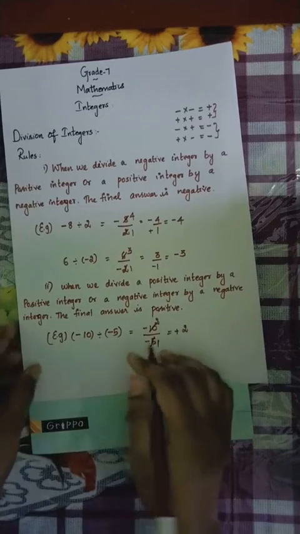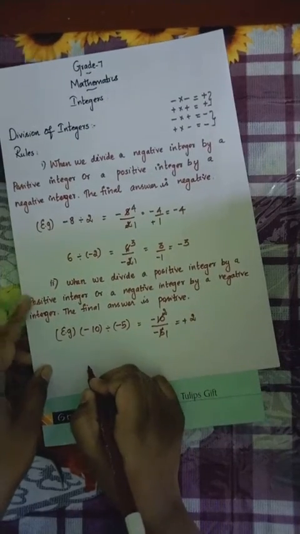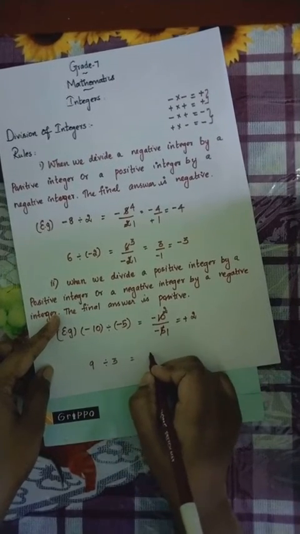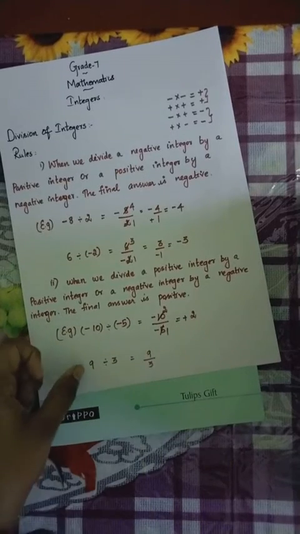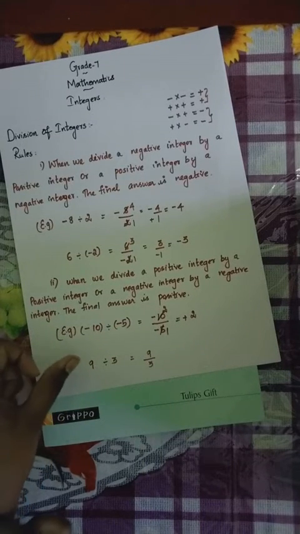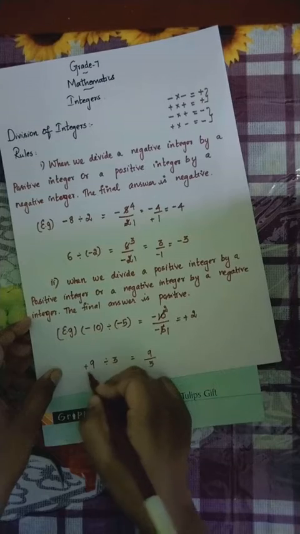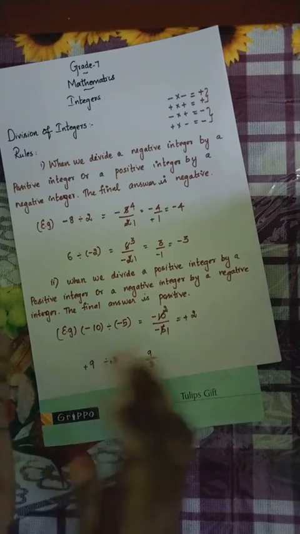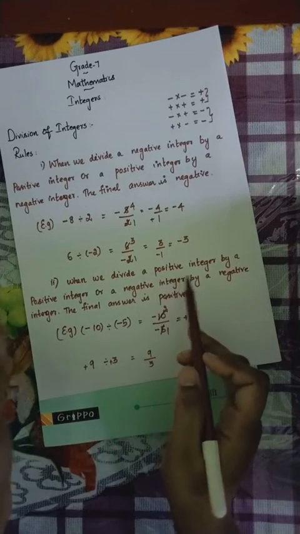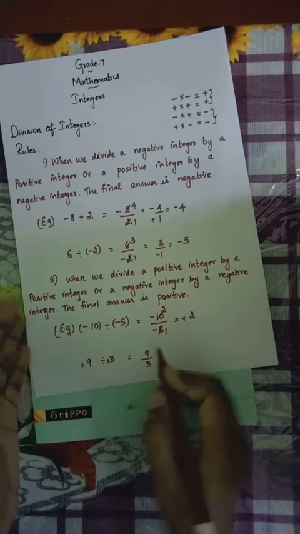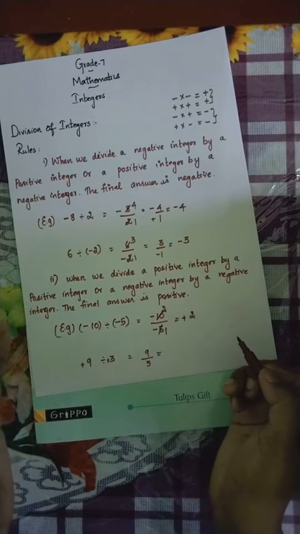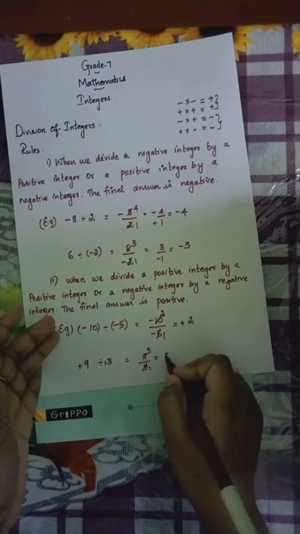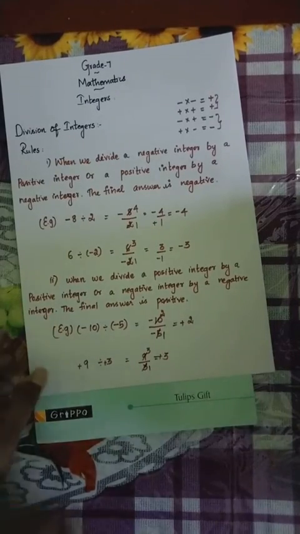Okay, one more example. 9 divided by 3. If the numbers are not having any sign, consider it as plus sign. So it is plus 9 divided by plus 3. Both the numbers have the same sign, that is positive integer. When we divide a positive integer by a positive integer, our answer is positive. So 1 3 is 3, 3 3s are 9. So our answer is plus 3.